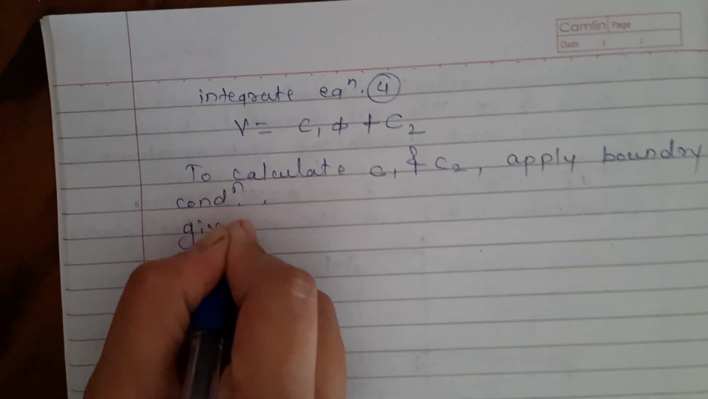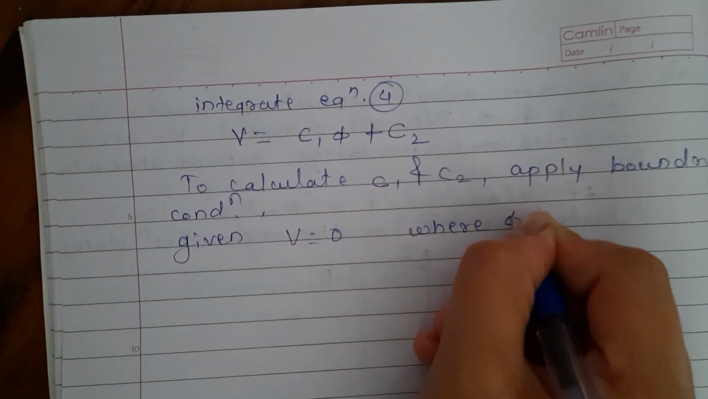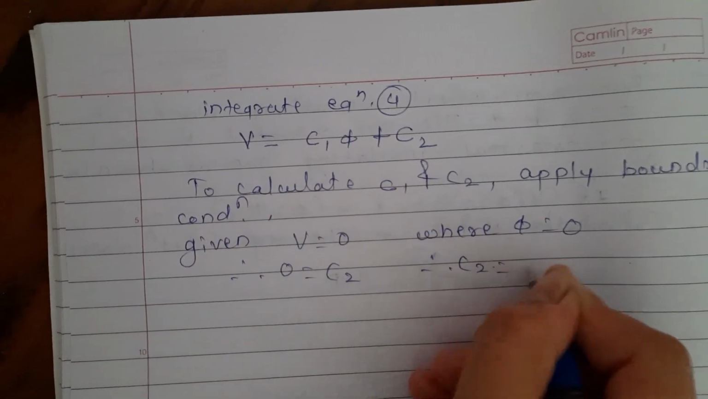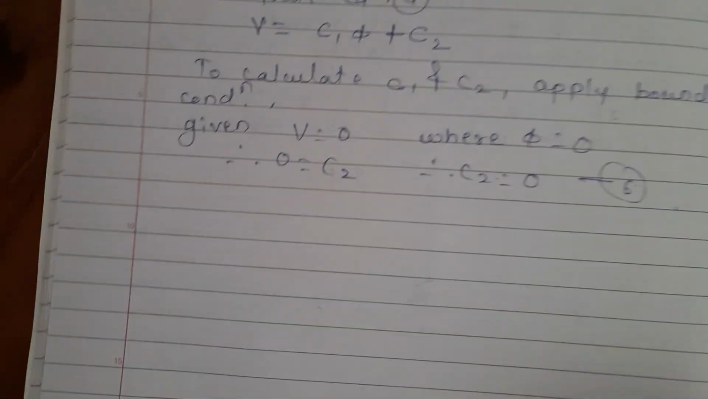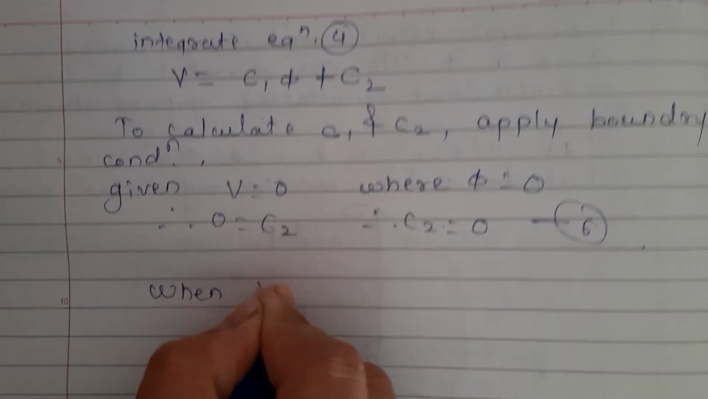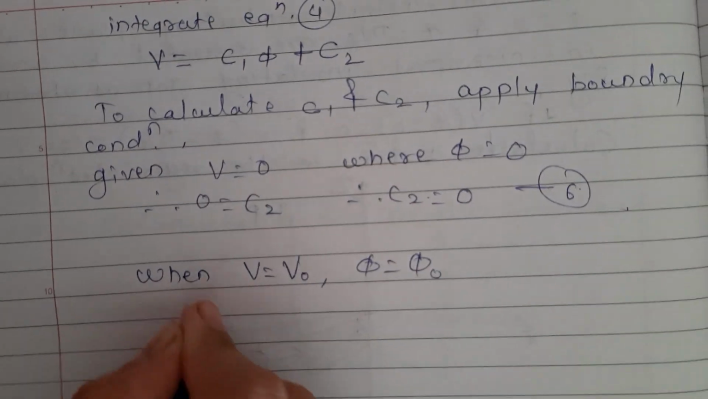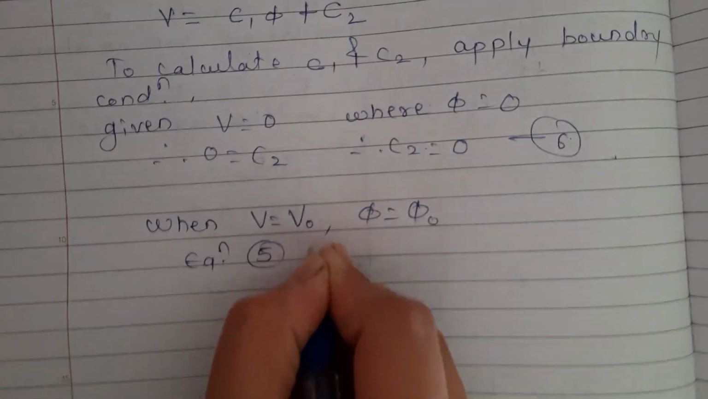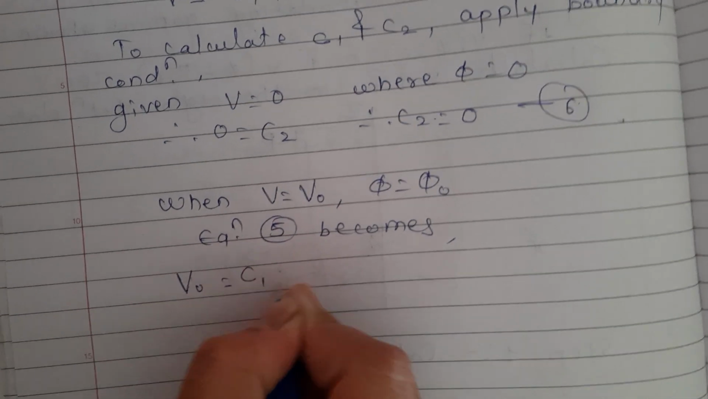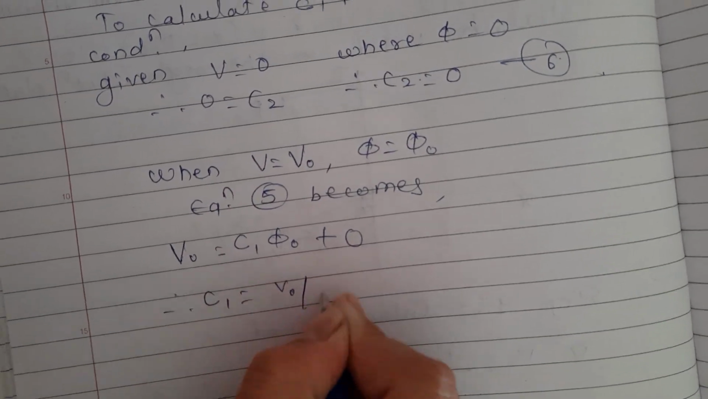So what is given? Given is V is equal to 0 where phi is equal to 0. So C2 is equal to 0. This is equation 6. Similarly, the given condition is V is equal to V0 when phi is equal to phi 0. So equation 5 becomes V0 is equal to C1 phi 0 plus 0. So C1 is equal to V0 by phi 0.